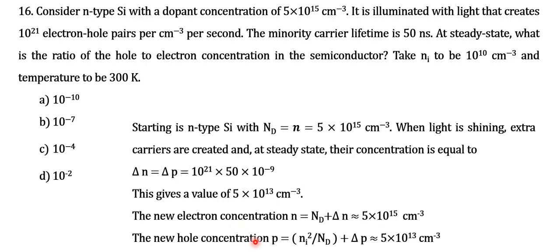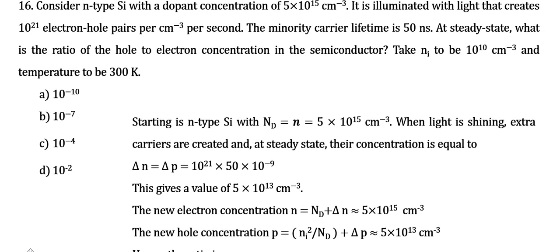Now, new hole concentration, how will you find out? You have to find out Ni square by Nd plus delta P. Ni square is already given to you, that is Ni is equal to 10 power 10. So, Ni square you can find out. Nd is also given to you plus delta P, that is the new one. If you substitute this, this also will come as 5 into 10 power 30. And now you can just find the ratio of the P by N, that is equal to 10 power minus 2. So is that clear?